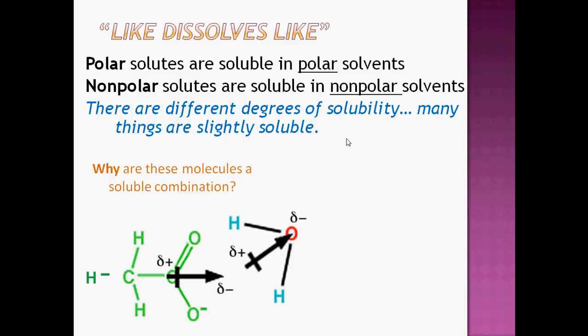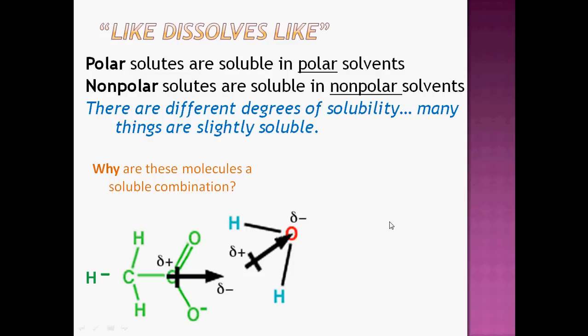Why does that happen? So here we have an example of two substances that both happen to dissolve very well in each other. The molecule over here on the left in green is an acetate molecule, and the molecule on the right in red and blue, hopefully you know this one, it's water. So it turns out acetate dissolves very easily in water.